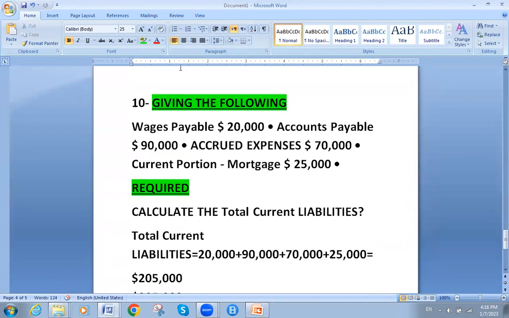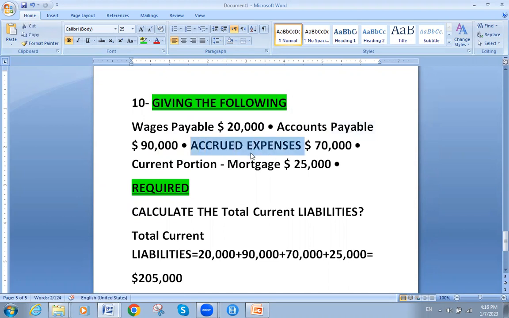And current liabilities are, for example, wages payable and accounts payable. Any time you get the word payable here, that means it's credits. So credits all go to liabilities. The word payable means they are credits, and credits will go to liabilities.